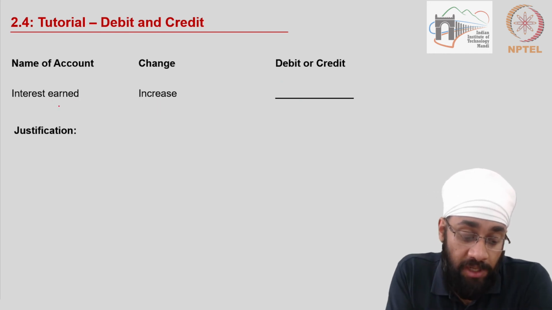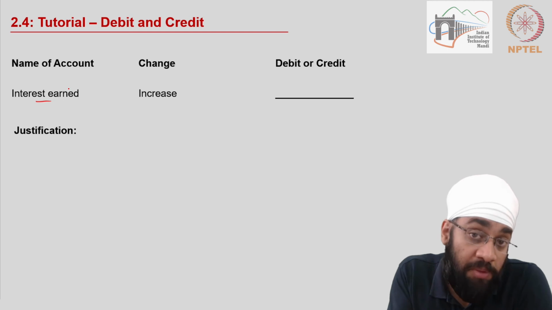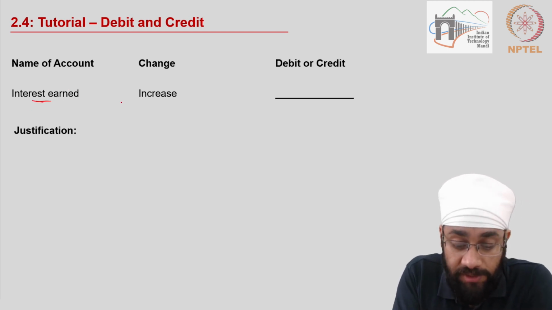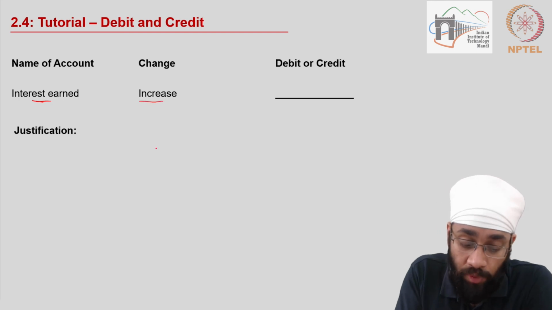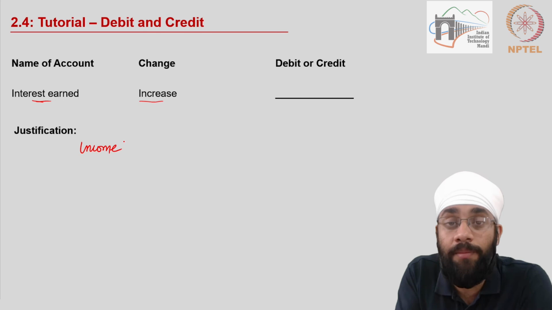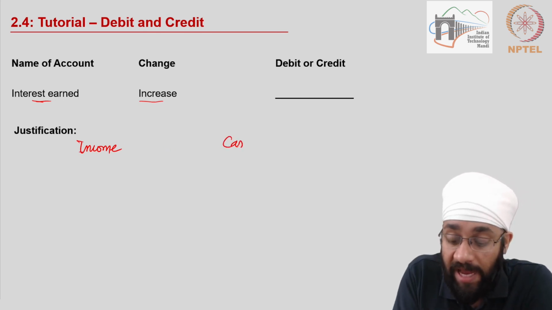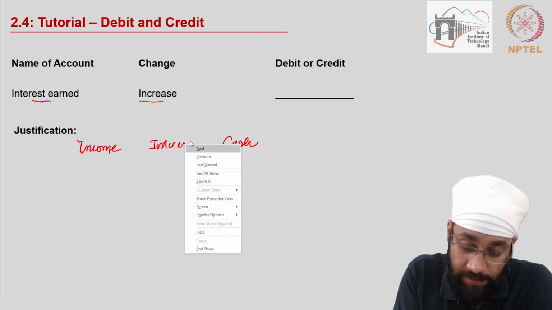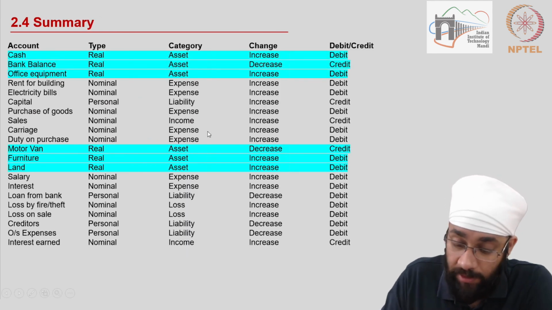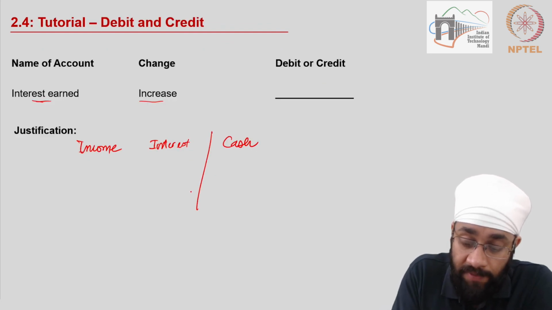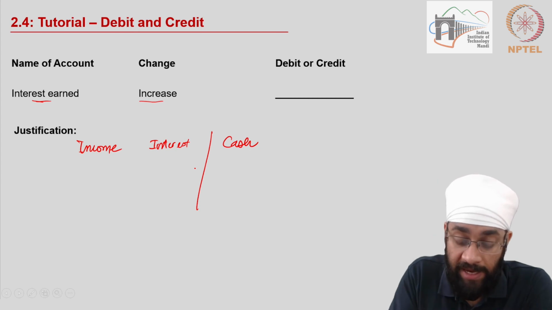Interest earned. Interest earned on deposits that you have in the bank account. So when interest earned is going up, what is happening is you are receiving an income. It's a non-operating income, but you're receiving an income and you're receiving cash for it. The income's name is interest income, and the other side of the coin is the cash.